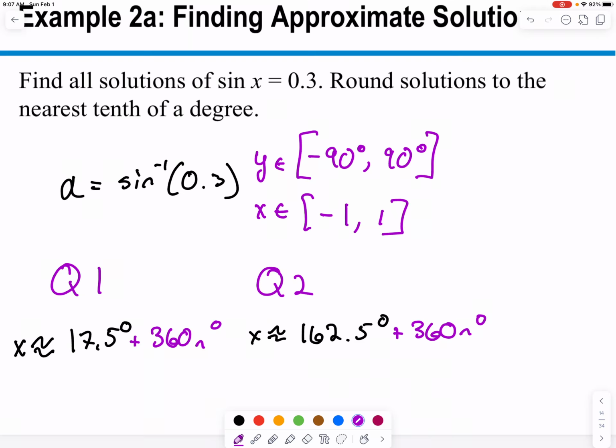Round solutions to find all solutions. So this should be all the solutions, right? And then n is going to be any integer, right? And so we can test it. Let me think.